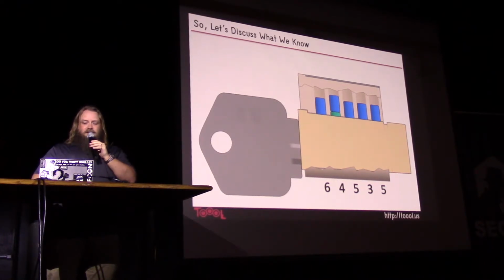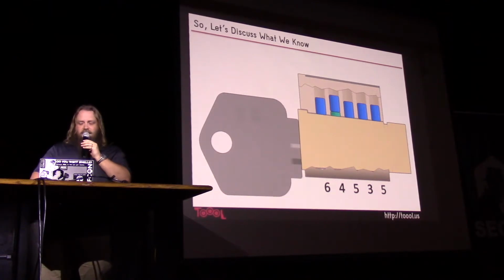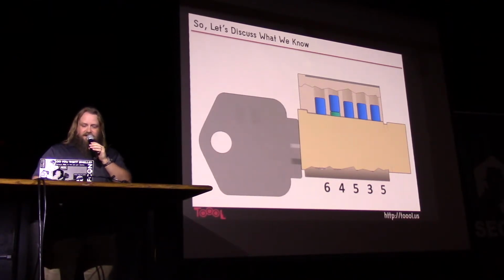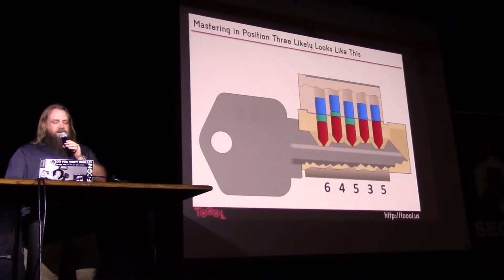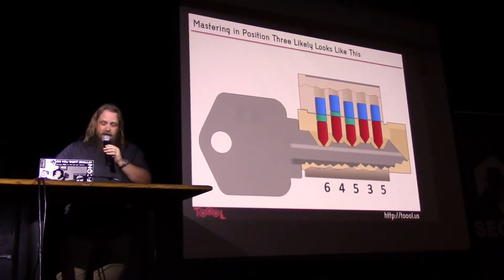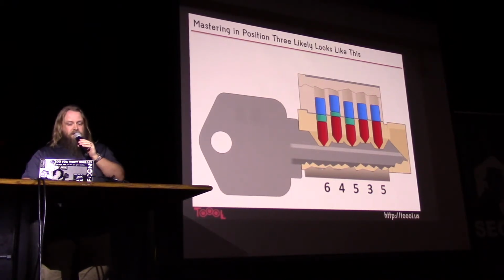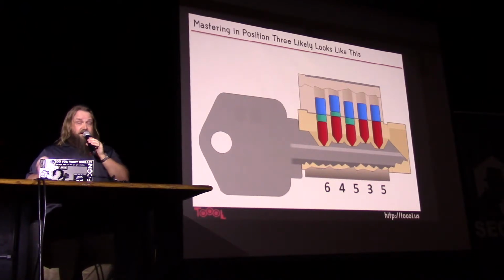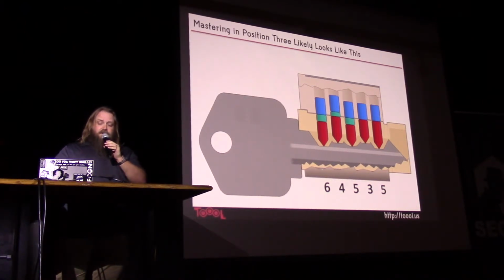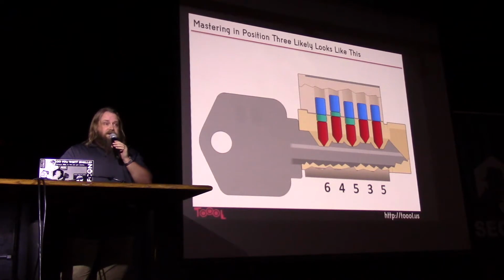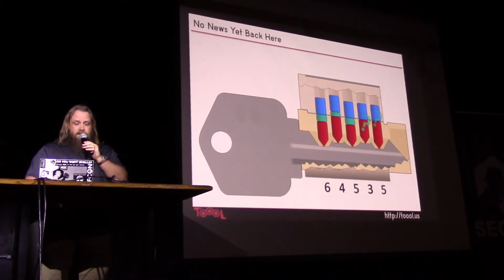So, who wants to tell me what we know? Okay. I have bright lights in my eyes. I can't see if anybody's raising hands. All right. So we know this information on our lock. We have 6 and 3 in the first chamber. We have 6 and 4 in the second chamber. And we know that we have a 2 and a 5 in the third chamber. So we still don't know anything about our fourth and fifth chamber.